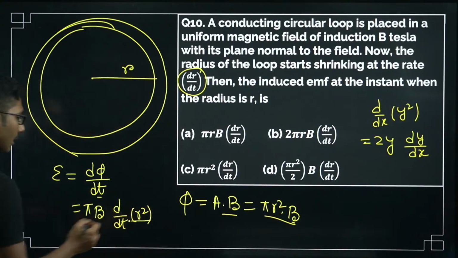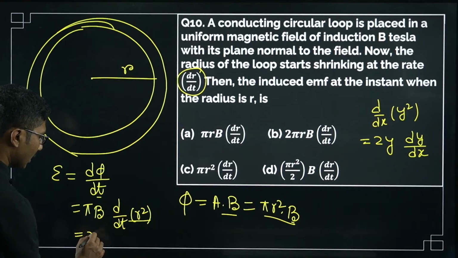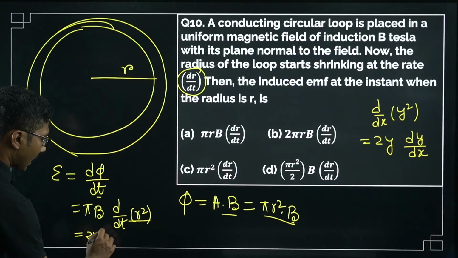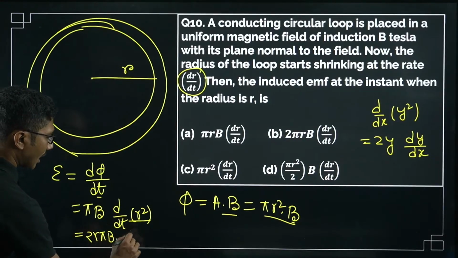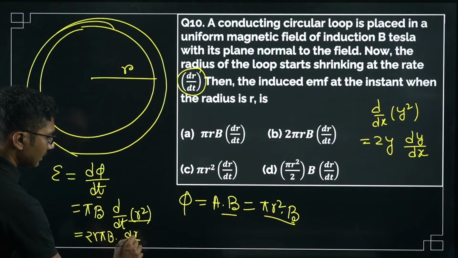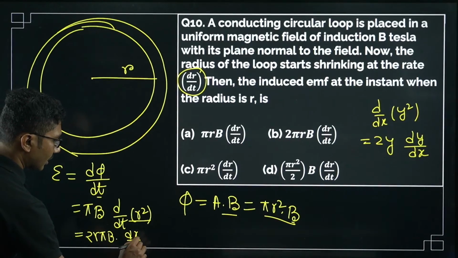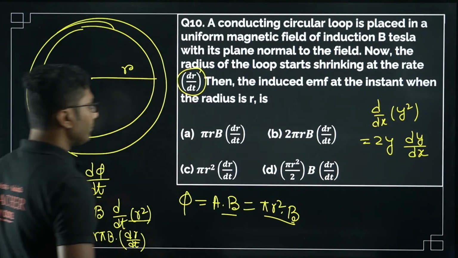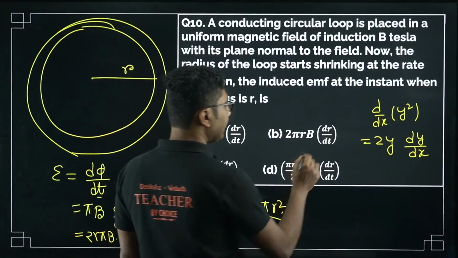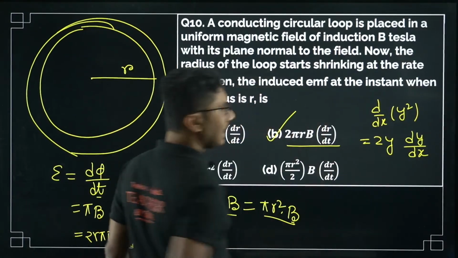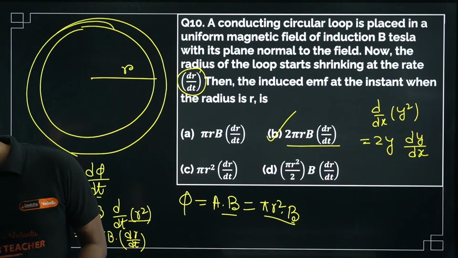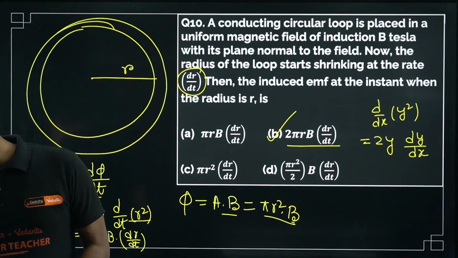So r square differentiation is 2r. So 2 r pi B, and then we will have dr by dt as a byproduct. So what we have got? We have got 2 pi r B into dr by dt. So option B is the correct answer. Yes.